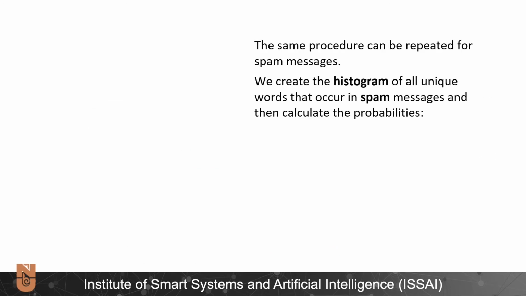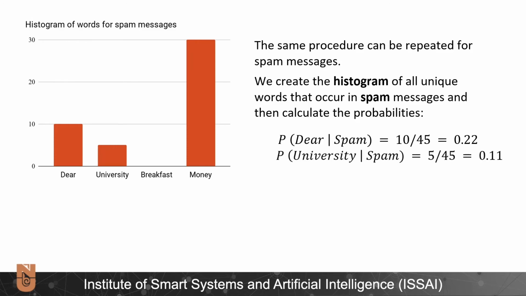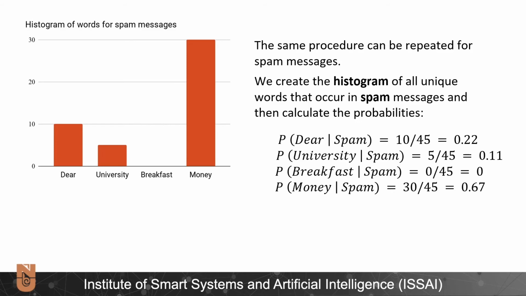The same procedure can be repeated for spam messages. We create a histogram of all unique words that occur in spam messages and then calculate their probabilities. So probability of dear given spam is equal to 0.22. Probability of university given spam is 0.11. Probability of breakfast given spam is 0. Probability of money given spam is 0.67.